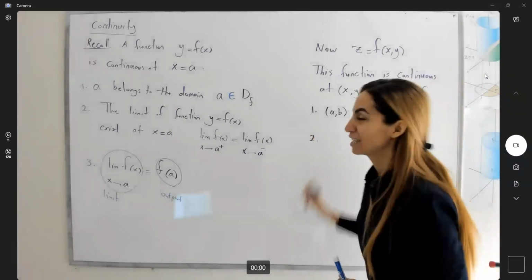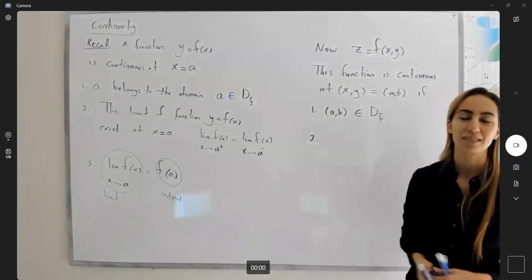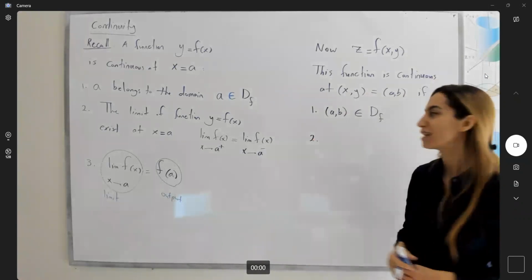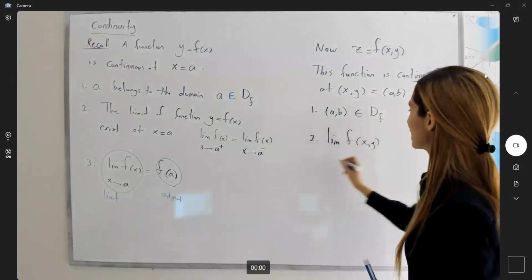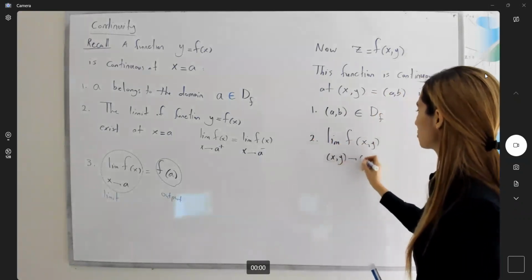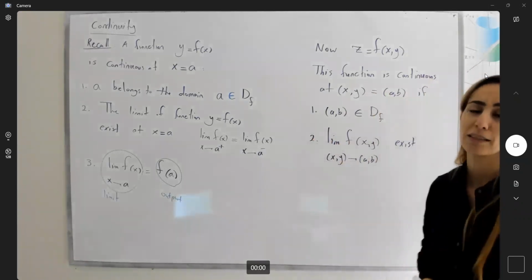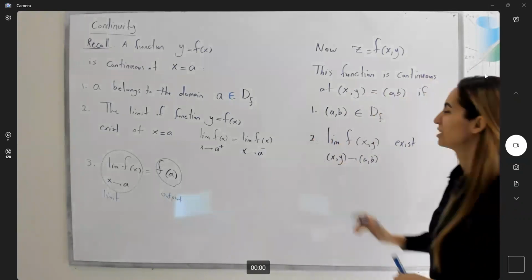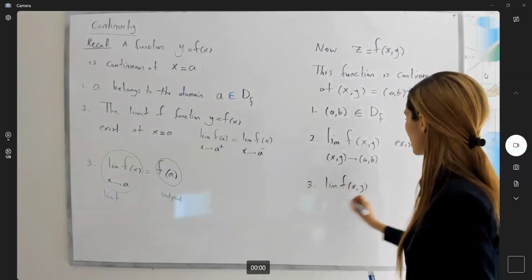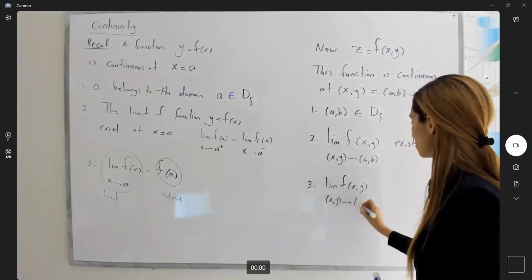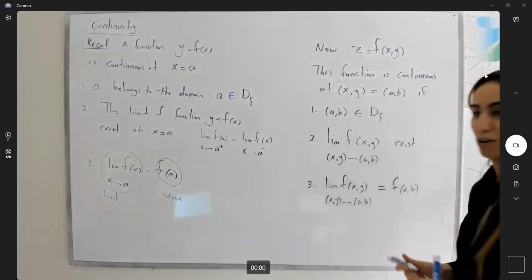If it's in the domain of the function, you're allowed to go to the next step. You need to check to see if the limit exists at that point. Well, we discussed different methods, and we're going to review those methods as well. The limit of the function as x and y approach a and b exists. And finally, the limit must be equal to the output value of your function. 3, the limit of f of x and y as x and y approach a and b must be equal to the output of your function.